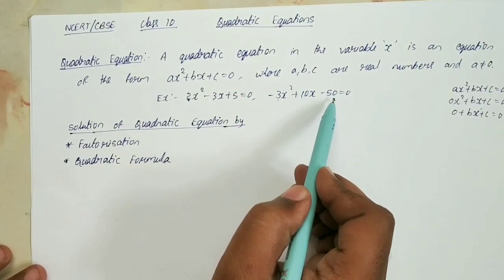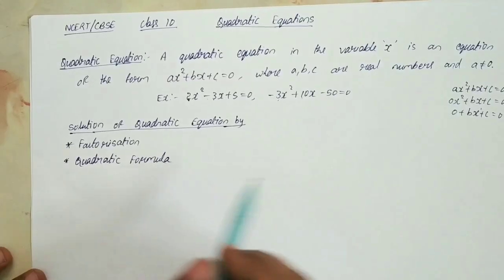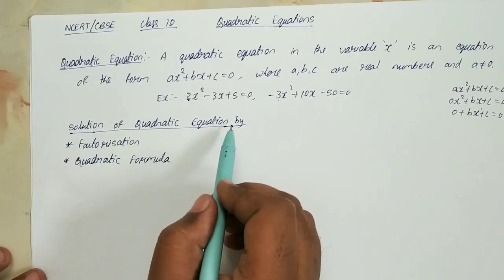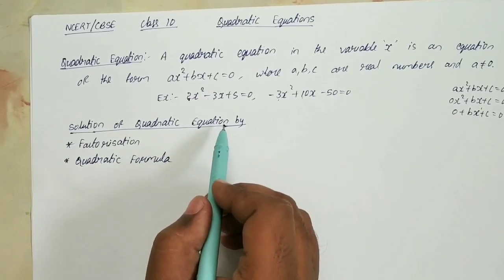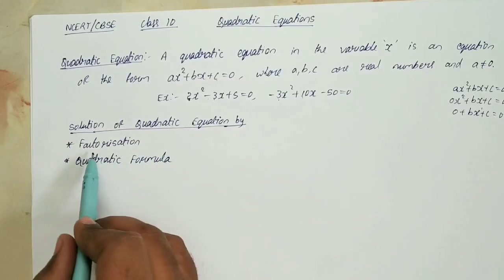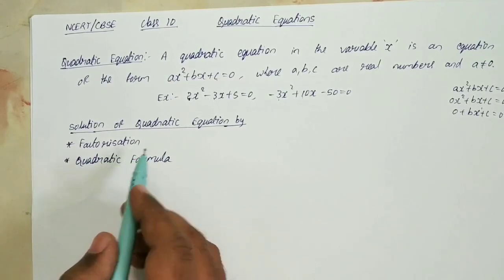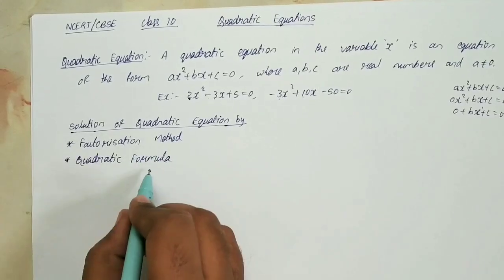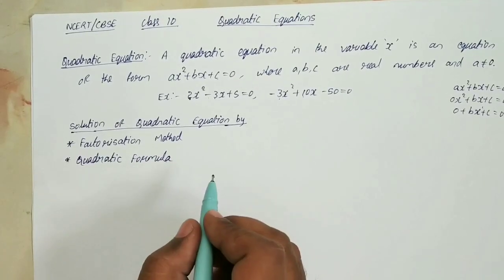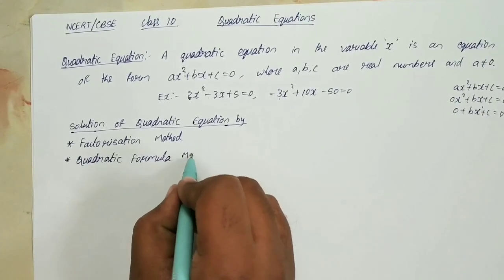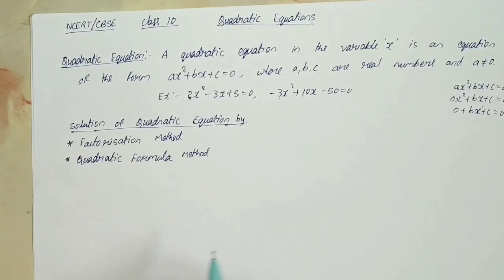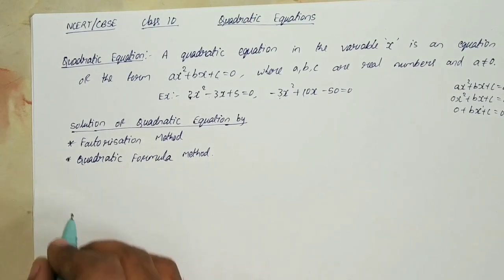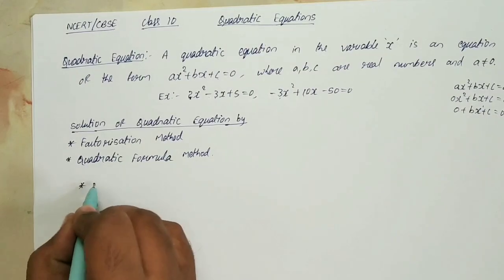Now, the solution of a quadratic equation. We can solve any quadratic equation by two methods. The first method is the factorization method, and the second method is using the quadratic formula method. So how can we solve by those two methods? See here, we'll take one example. First we will solve by the factorization method.